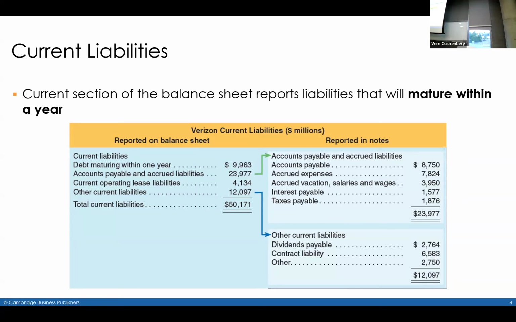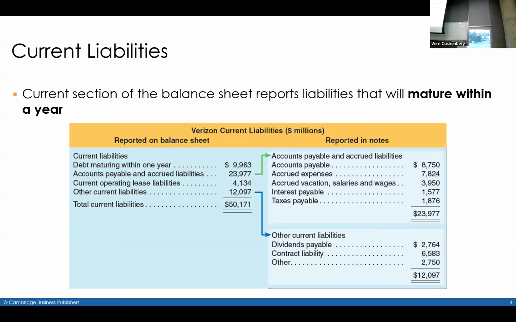So let's walk through the balance sheet a little bit. We're looking at Verizon in module 7. You can see the liability section of the balance sheet is usually broken out between liabilities that come due within 12 months. So you have debt maturing within 1 year, 9.9 billion. That's an important number because you're going to need it for your liquidity analysis.